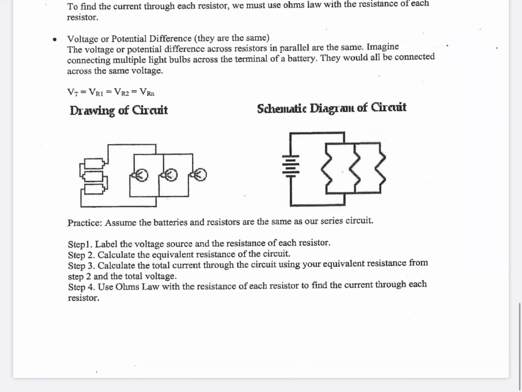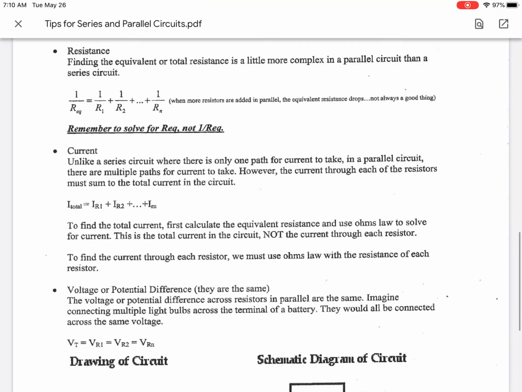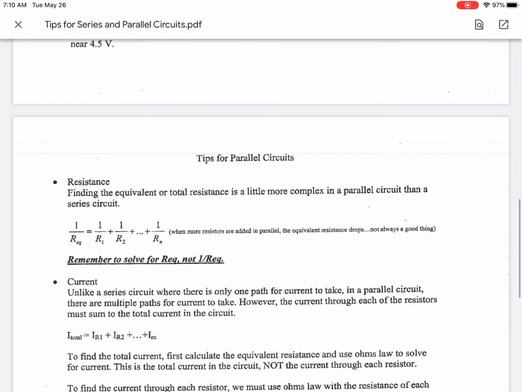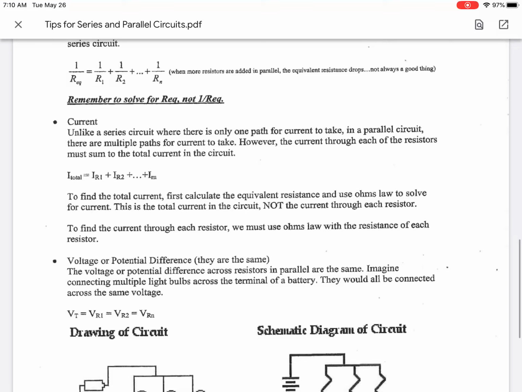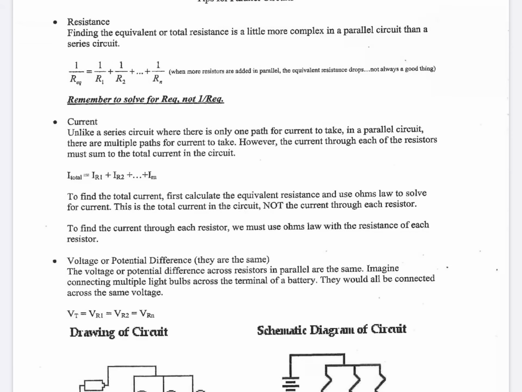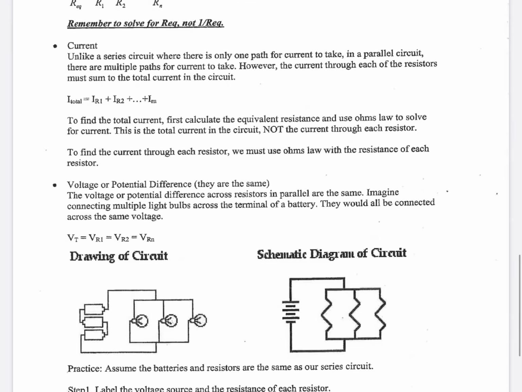The next step says here for current, unlike a series circuit where there's only one path to flow, in a parallel circuit, there are multiple paths. So the total current has to equal the current through all the resistors. And also the potential difference is going to be important as well, or the voltage. And we're going to use Kirchhoff's loop law and junction law for both of those. So let's go ahead and start that.